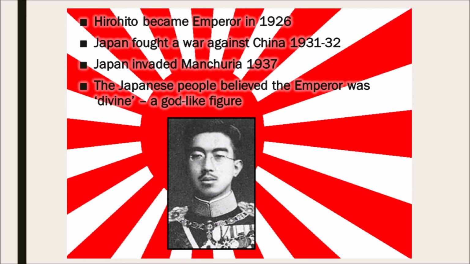And the interesting thing too about him, besides the fact that the Japanese people believed he was divine, a godlike figure, is that after World War II is over, he is allowed to continue as emperor. And he does not die until 1989, which I think is really interesting.